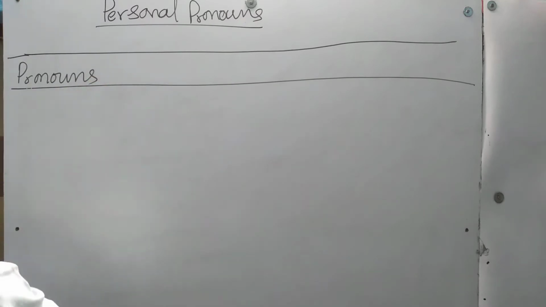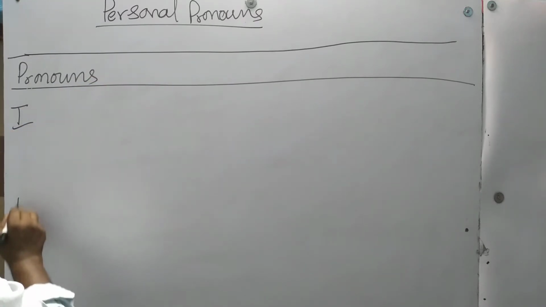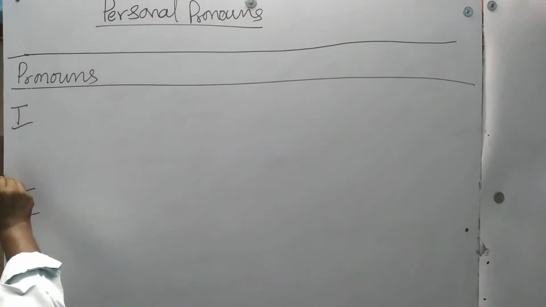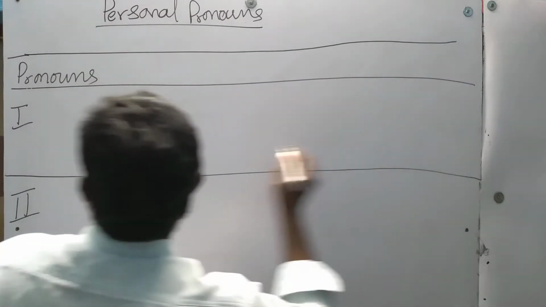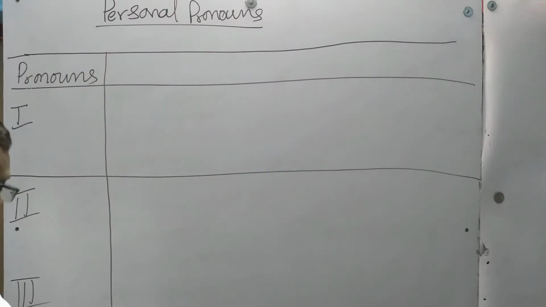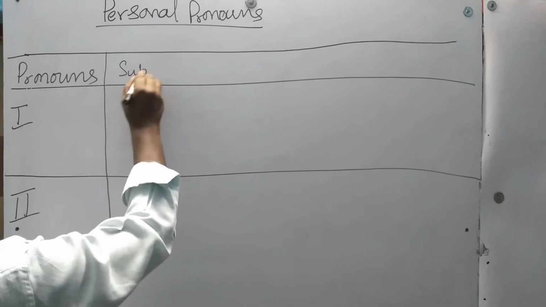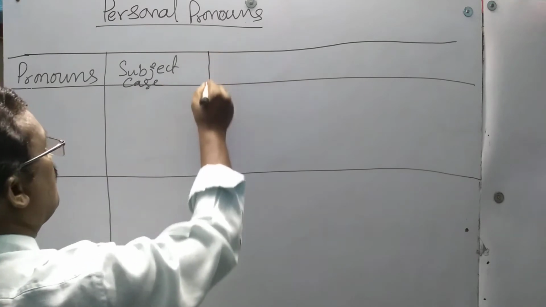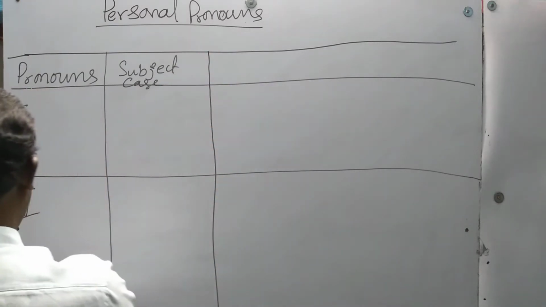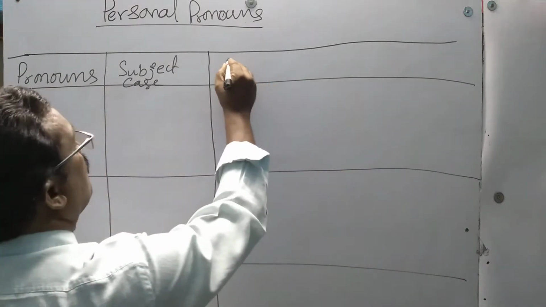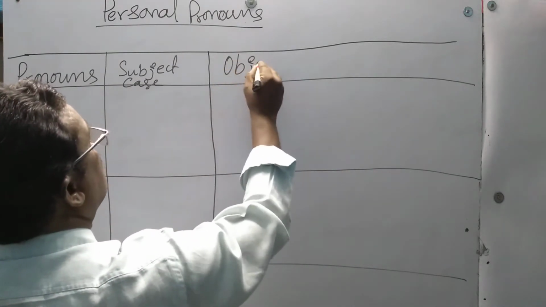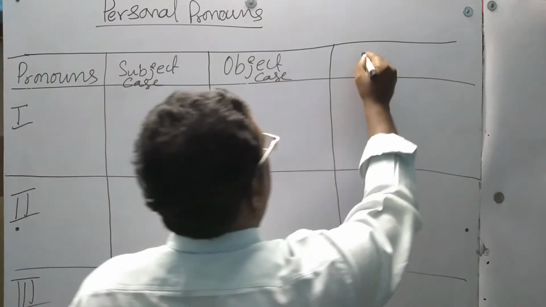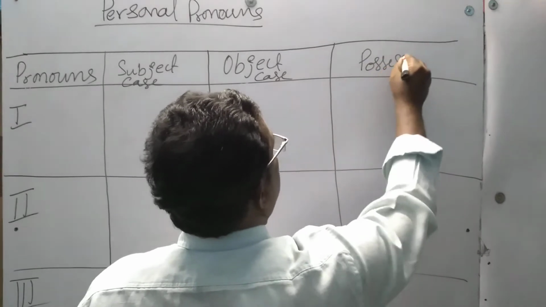Pronouns. First person, second person and third person. Now, first person, subject case. Now, object case. Third one, possessive case.